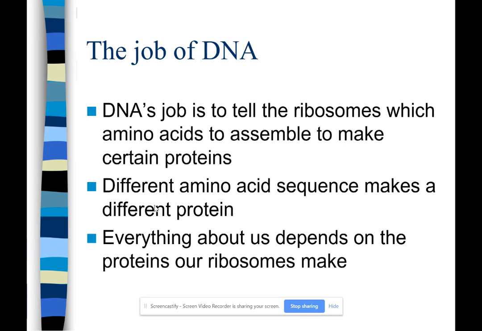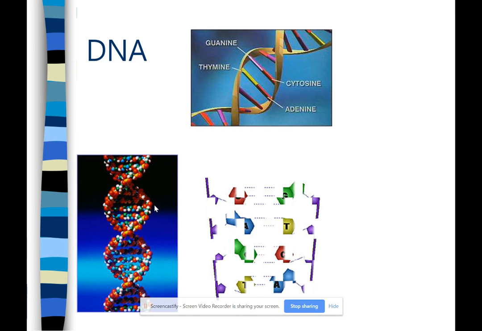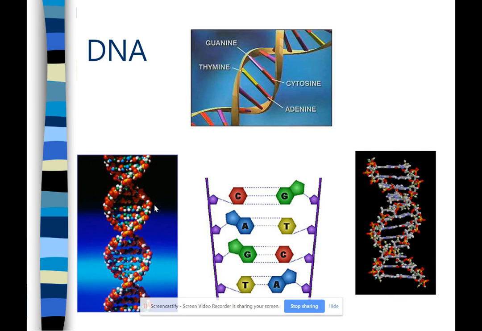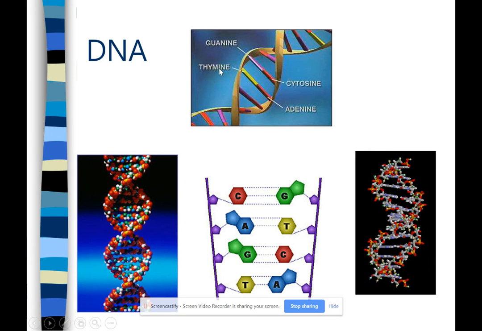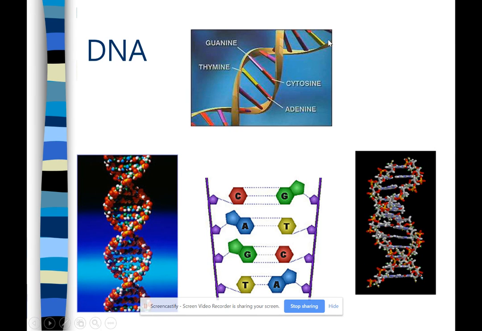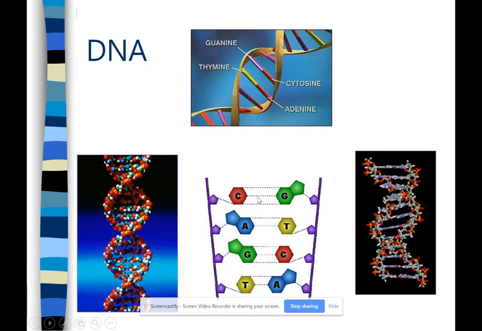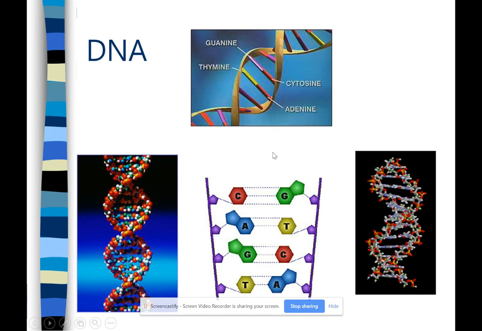Everything about us depends on the proteins our ribosomes make. Like I said, your hair color, your eye color, your skin color. Everything is a protein. And where do we make proteins? In the ribosomes. Do you see how everything is connected now? It's pretty cool, right? So these are just some pictures or graphics of DNA that you can find on the internet. It is double-stranded. You can see it's got one strand here, and then the other strand here. This is more of a 3D model of it. It's pretty cool. And there are some weird letters in here. I'm going to show you all about those.